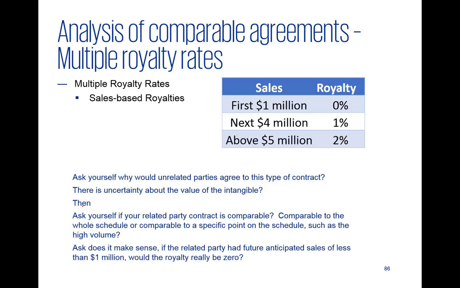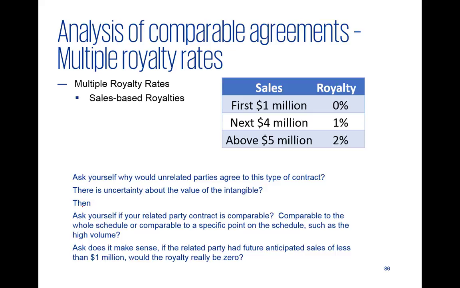And you do want to ask, does it make sense? So for example, if the related party had future anticipated sales of less than 1 million, would the royalty really be zero? Probably not. So even though you have a contract with an unrelated party that says it's feasible to defend a zero royalty for this $1 million level, that's really probably been done between the related parties to protect the licensee, to say, if you don't sell at least $1 million worth, I don't expect you to have to pay me royalties.